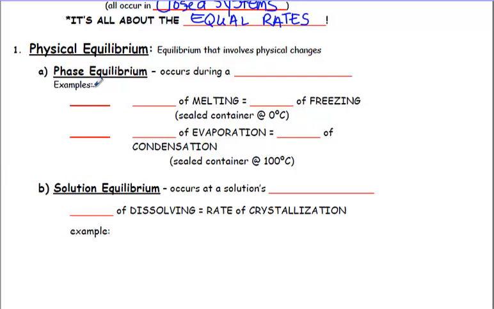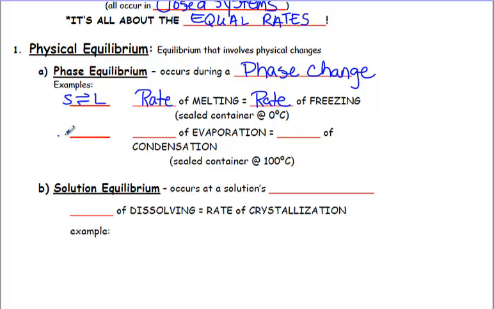So we have phase equilibrium, which occurs during a phase change. And here are some examples. Solid to liquid, and then I'm going to do the double arrow, solid to liquid, okay? Rate of melting is equal to the rate of freezing, and that's why they both have the same temperature in a sealed container at 0 degrees Celsius.